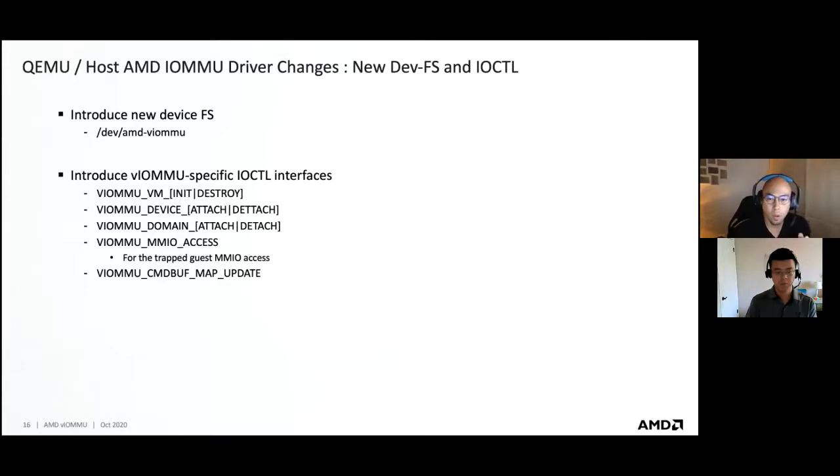And to be able to support that, we also introduced a new device-FS and IOCTL interface. The new device-FS is called AMD IOMMU, and this is implemented by the IOMMU host driver. Also, the new IOMMU-specific IOCTL interface is listed here to support all the operations required for setting up VMs, devices, domains, and all the memory and MMIO accesses that need to be trapped.